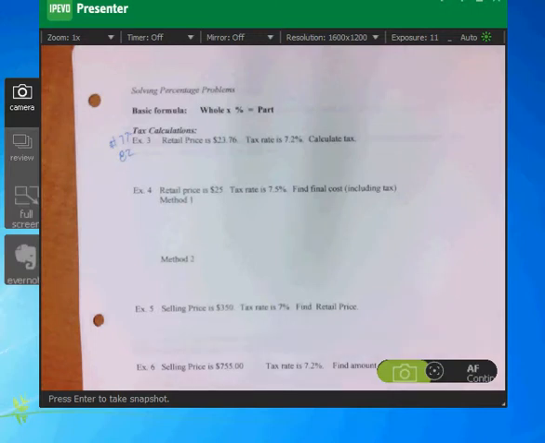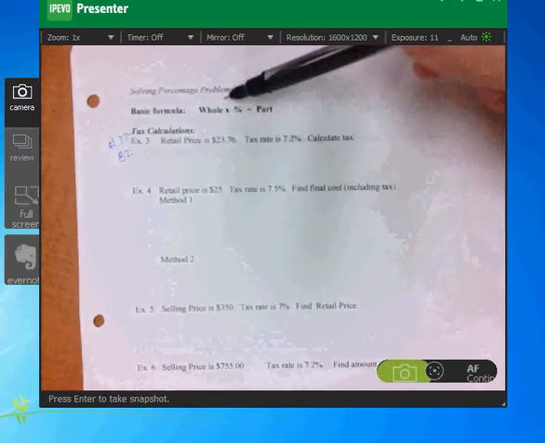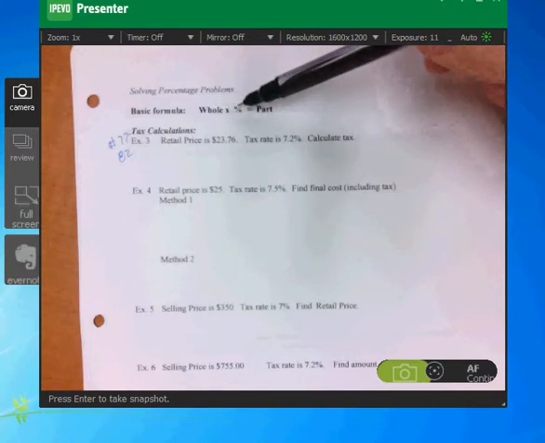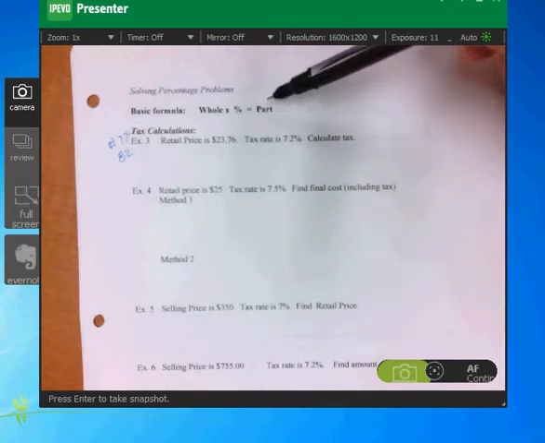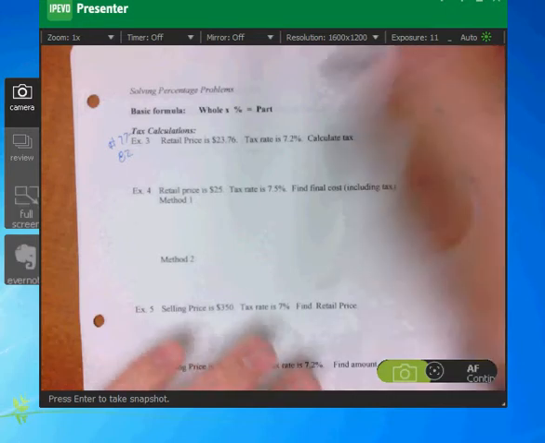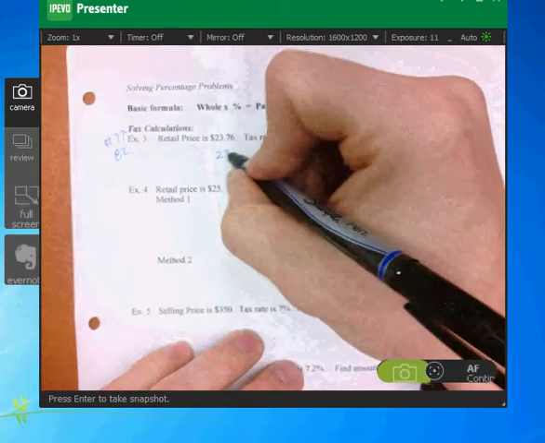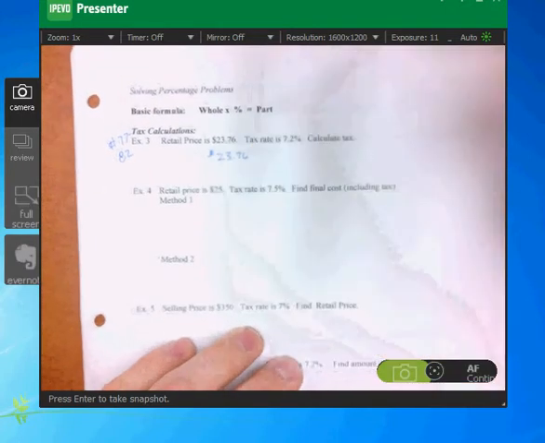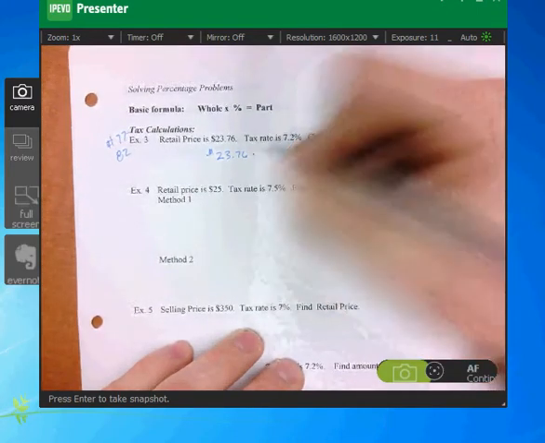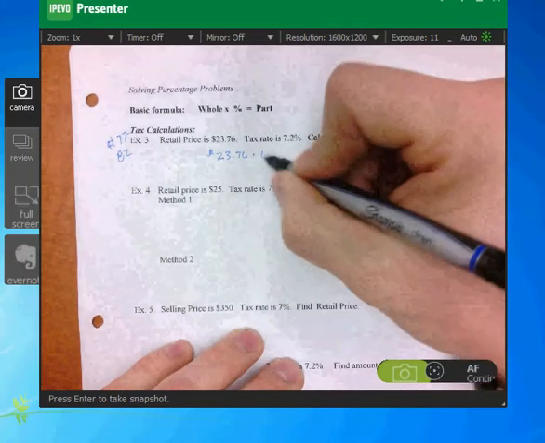Okay, so next example. Notice how we're looking for the basic formula that we're going to use is we take our whole number, our dollar figure, and we're going to multiply by whatever percent of tax we're talking about, and then that gives you the part of money that we have to add to figure out the total cost together. So for our first one, we have retail price of $23.76, and our tax is 7.2%.